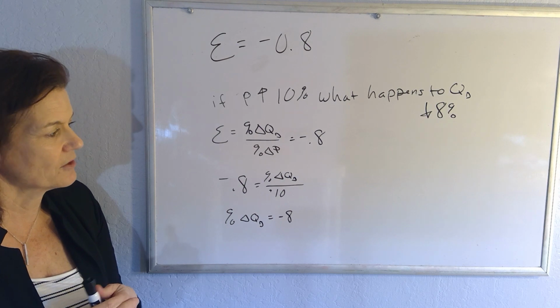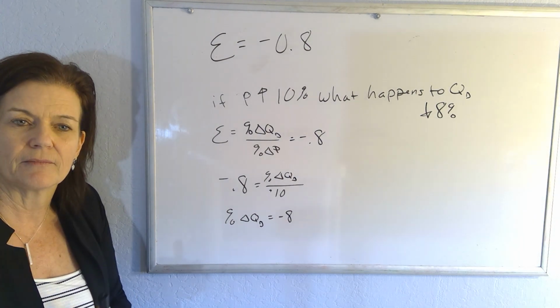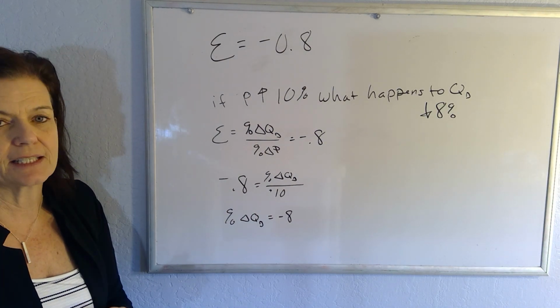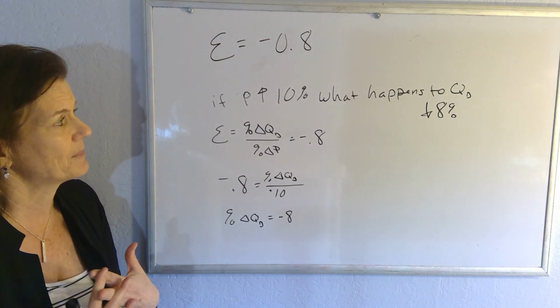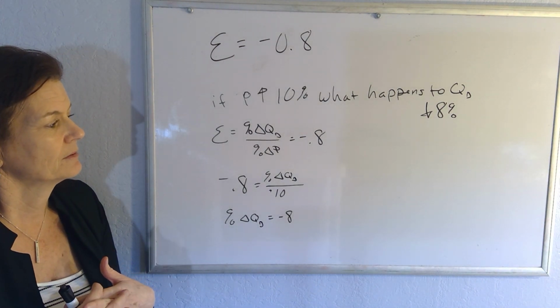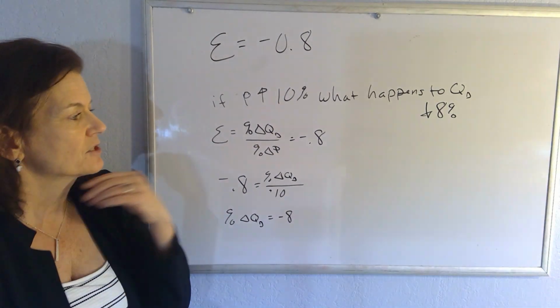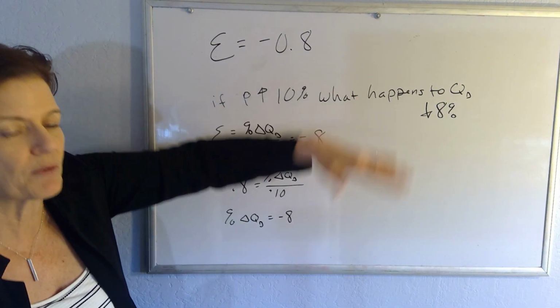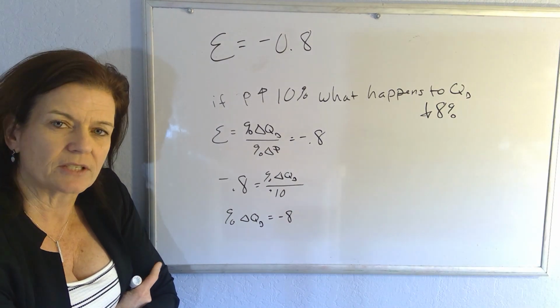And then you can also look at this and say, what will happen to total revenue? If the elasticity is negative 0.8, you should be able to explain conceptually what happens to total revenue when price changes, given that this is the elasticity. So take a second and think about that. If I raise my price, what's going to happen to my total revenue? Will it increase or will it decrease?